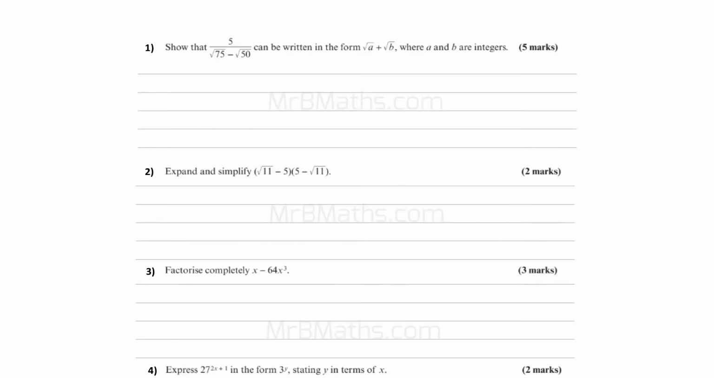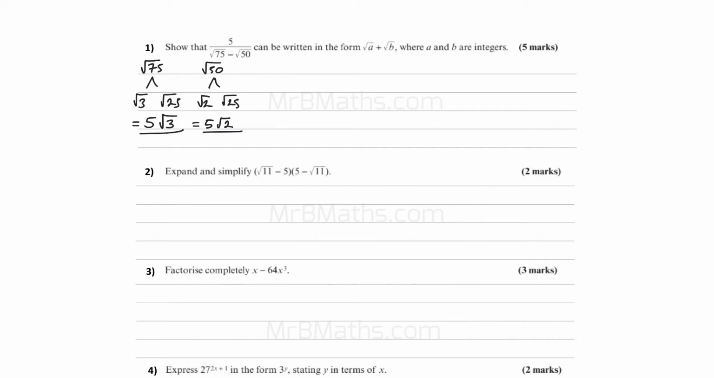Okay, starting with question 1, what I would like to do is simplify the root 75 and the root 50. So if I write root 75 here, that will simplify down into root 3, root 25, and then from that we can see that will simplify down to 5 root 3. I'm going to do the same here for the root 50, which will give me root 2 times root 25, and then we can see from that will give us 5 root 2.